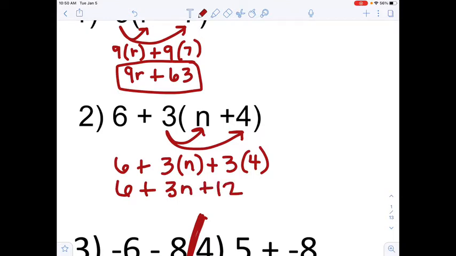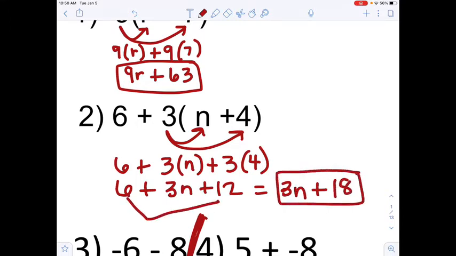Now that I've distributed, I want to combine any like terms. So here I can rewrite this as 3n plus, and then I can combine 6 plus 12. 6 plus 12 is 18. So 3n plus 18.